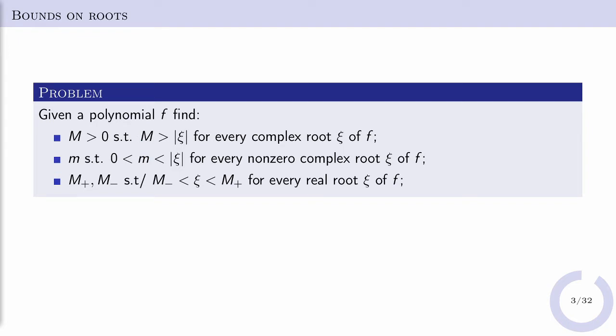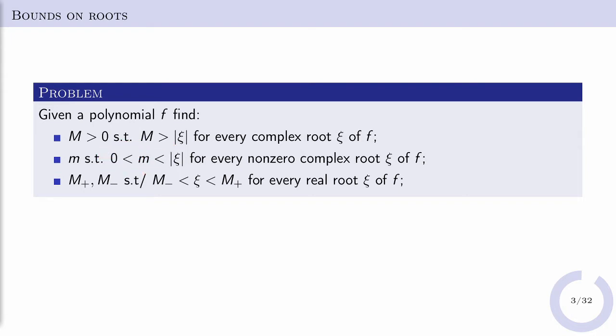That's the first problem. The second problem, which is actually a dual problem to the previous one, is to find a number lowercase m such that there are no non-zero roots of f inside a disk of a radius m. So every non-zero root of f must be outside this small disk m.